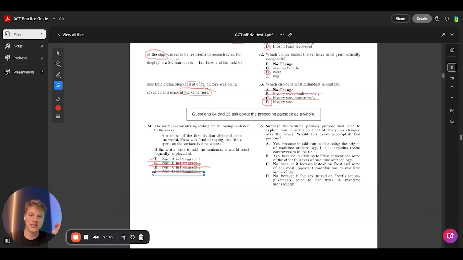If you just asked me this question, I would tell you that the answer would be yes, that the essay did talk about how a particular field of study has changed over years, because that's what it seems like the entire passage was about. But the answer to this is actually going to be C, and that says no. But let's explain exactly how you can get to that correct answer.